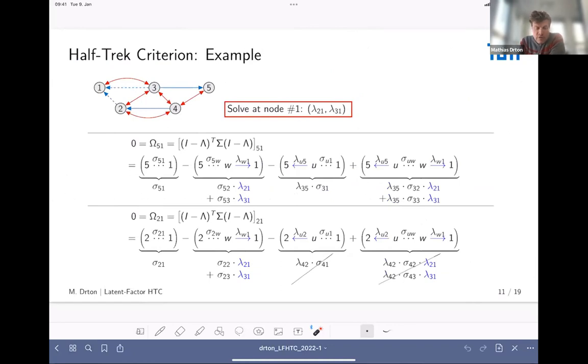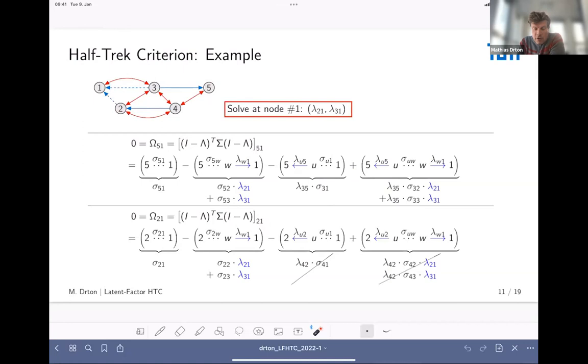So for instance, suppose we want to solve for the blue edges that point to node one here. Then what is happening in our algorithm is we find other variables that are not subject to latent confounding with one. So for instance, five and two are variables where there's no latent confounding. Okay, so I know that there are two equations, namely the 5-1 entry and the 2-1 entry of this matrix here, they have to be zero.